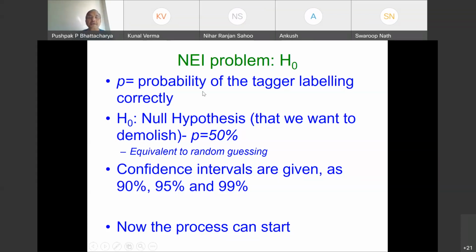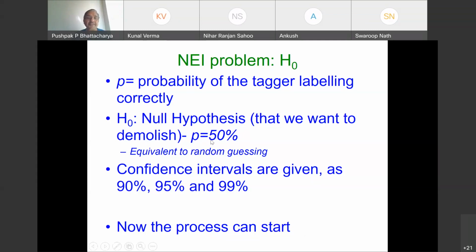Okay, so the probability of the tagger labeling correctly, if it is a random guesser, is 50%. I think Nihar and Swaroop and maybe others will come back and say that no, we do not understand this. The moment you say correctly, you are referring to gold standard data. But allow me to proceed because I want to show you the mechanism by which a hypothesis is rejected or accepted. So this point about accuracy will come back a little later.